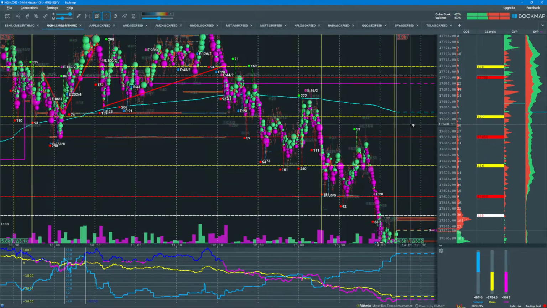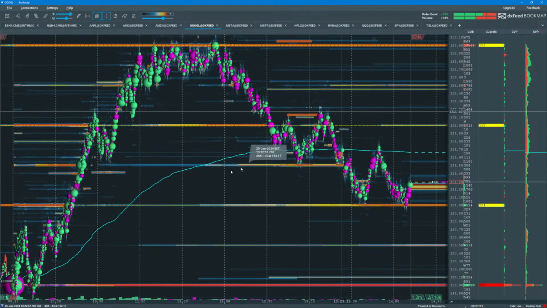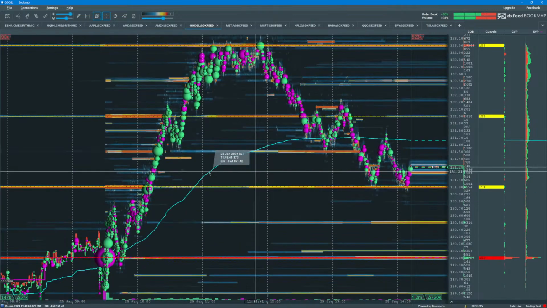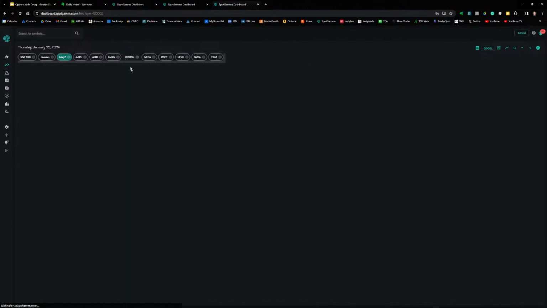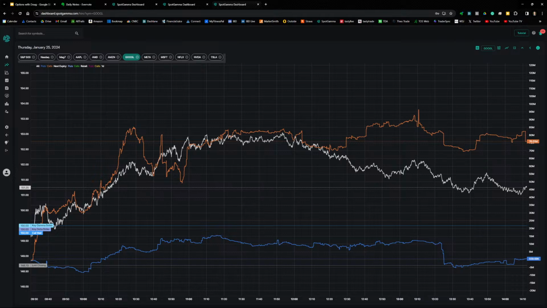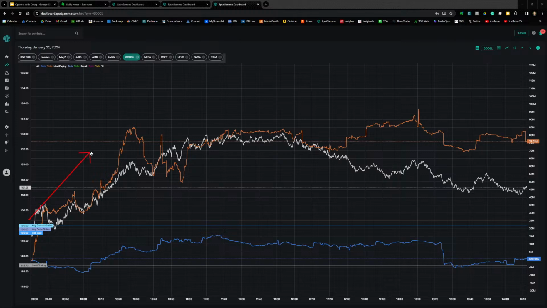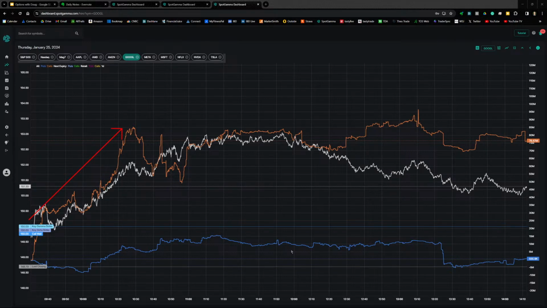All right, a few stocks I want to take a look at. First of all, Google. Very bullish morning. Let's go take a look at Hero for Google. Note a couple things here. First of all, the rising orange line. Traders buying calls, market makers sell the calls, and they have to buy stock to hedge their delta exposure.